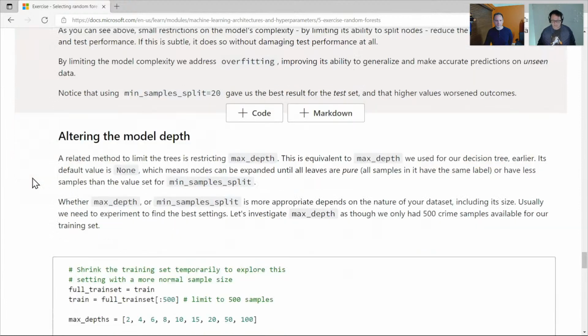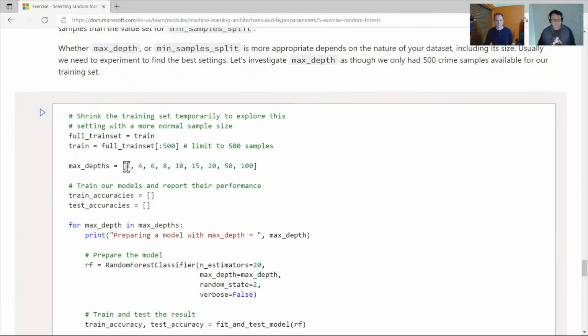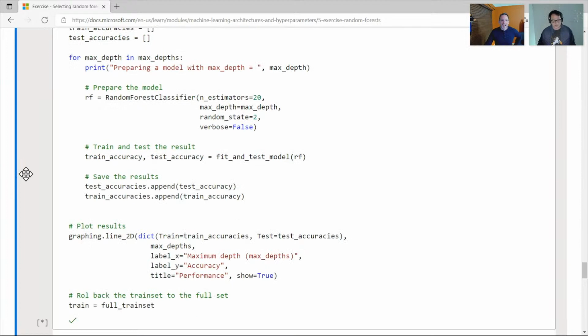And then lastly, I think we're looking at the model depth. So how many decision splits are we going to make within this? And likewise, we're going to do the same thing again, 2, 4, 6, 8 to 100. I think this is the one that's going to take about 1 to 2 minutes, Jason. All right, well, you better hit it. Yeah, I'm going to hit run.